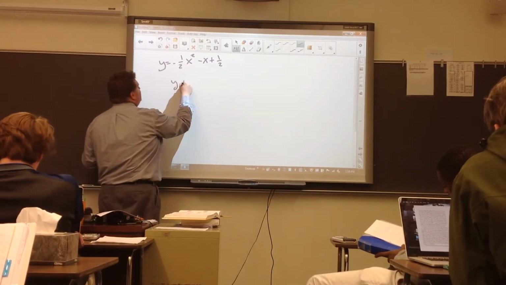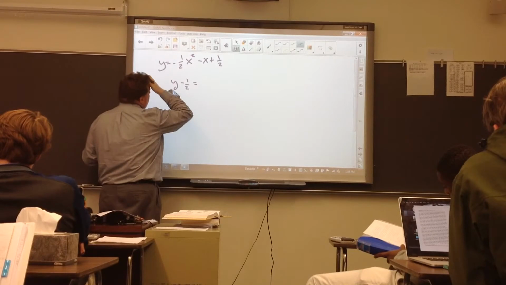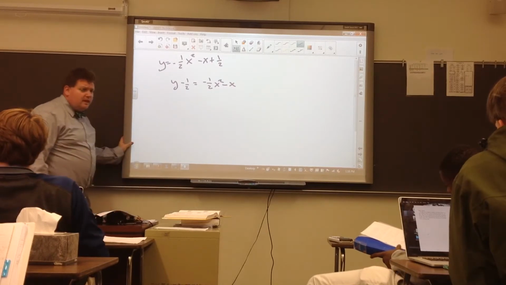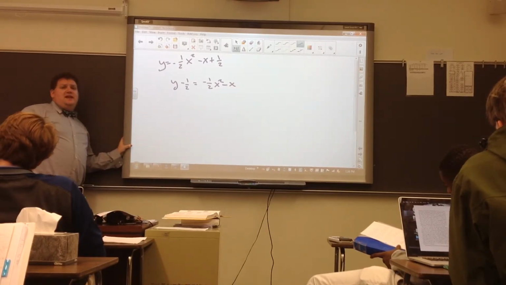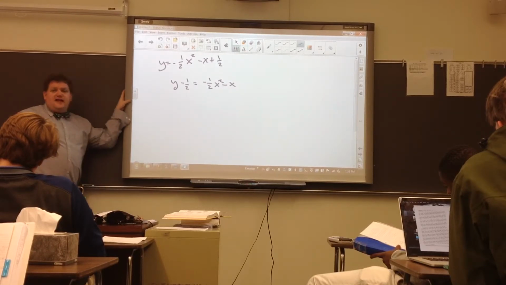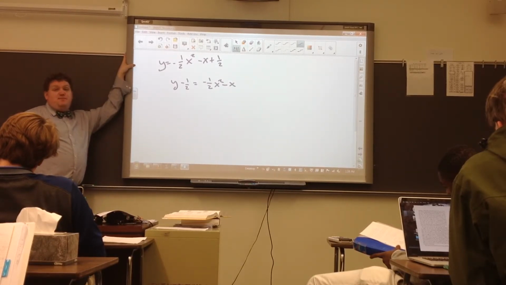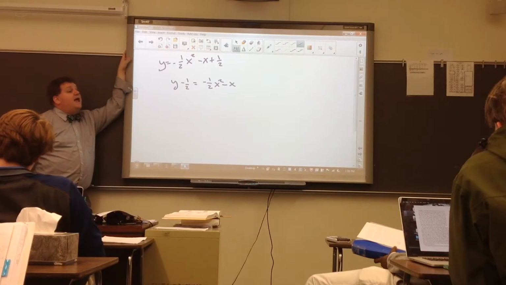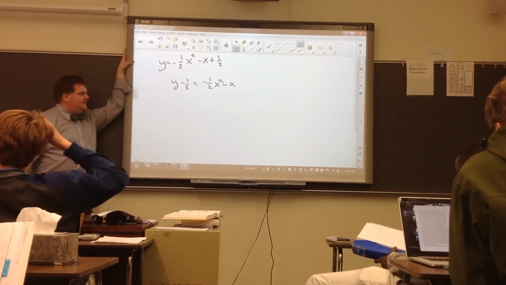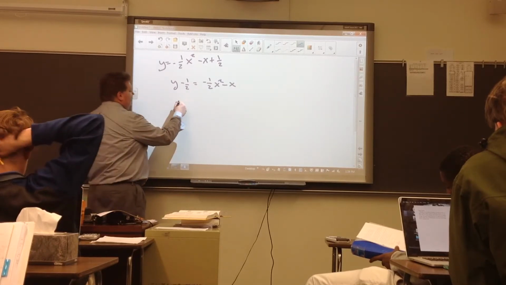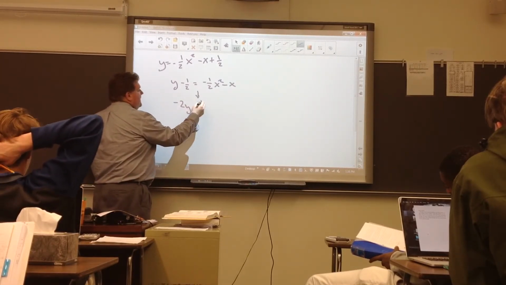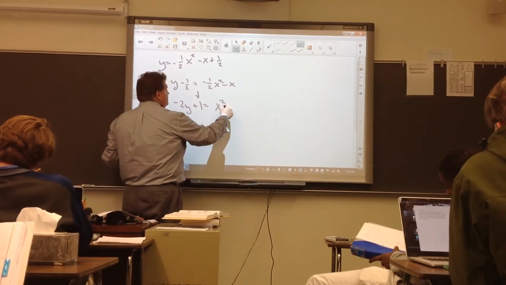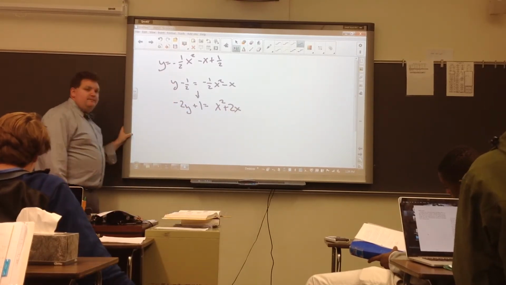So I'll rewrite this as y minus 1/2 equals negative 1/2 x squared minus x. Okay? Now what I'm going to do next is get rid of the negative 1/2 in front of the x squared, because if I'm going to complete the square here, I can't have that be there. So what do I have to multiply the equation by to get rid of the negative 1/2? Negative 2. Because we also want to get rid of the negative signs as well. So if I do that, I'm going to have negative 2y plus 1 is equal to x squared plus 2x. Any problems there?